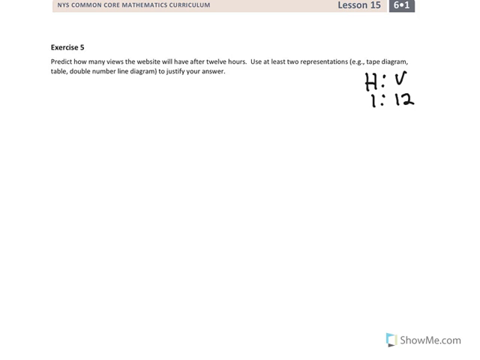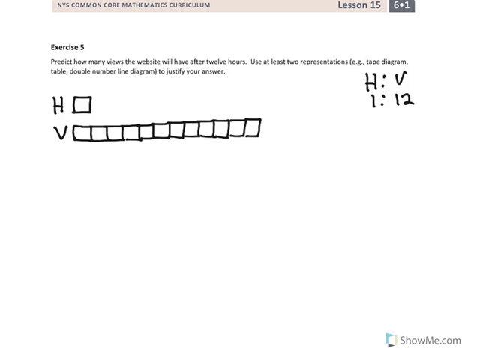And so we would need to do a tape diagram that shows 1 hour and 12 views. That would be 1 box and then 12 boxes. So let's do that first. Okay, so here's my tape diagram. Based off the ratio, I have 1 box for the hours and 12 boxes for the views. Let me see if I counted them right. Yes, I did.